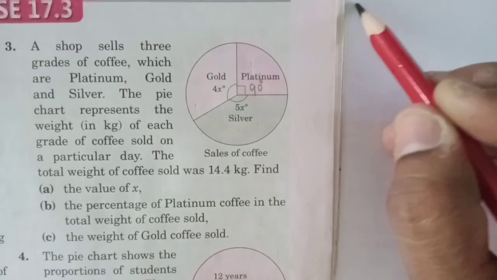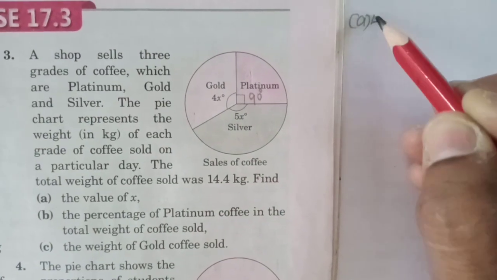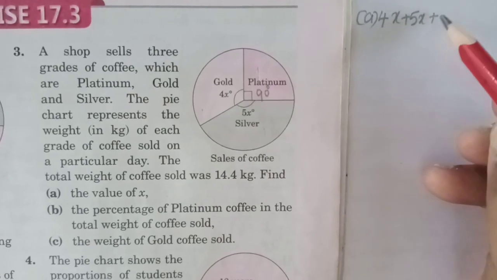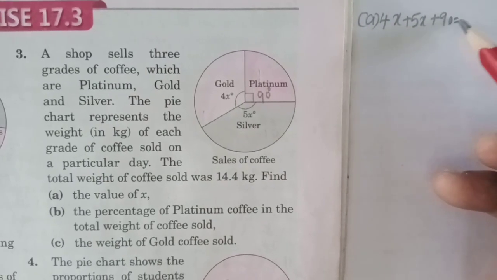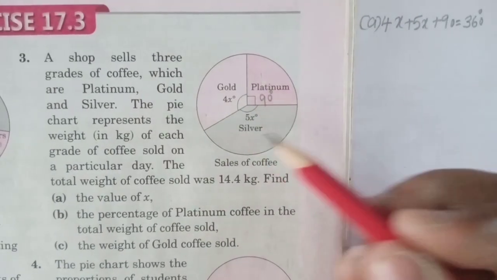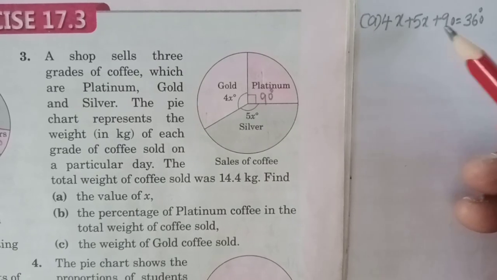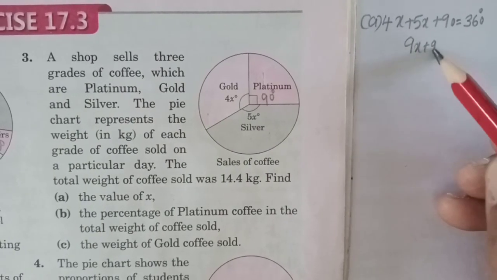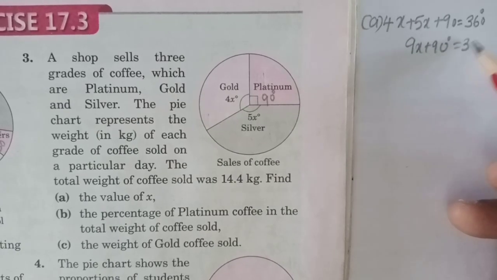So in option A, 4x plus 5x plus 90 is equal to 360 degree, because angles at a point is 360 degree. So 9x plus 90 is equal to 360 degree.